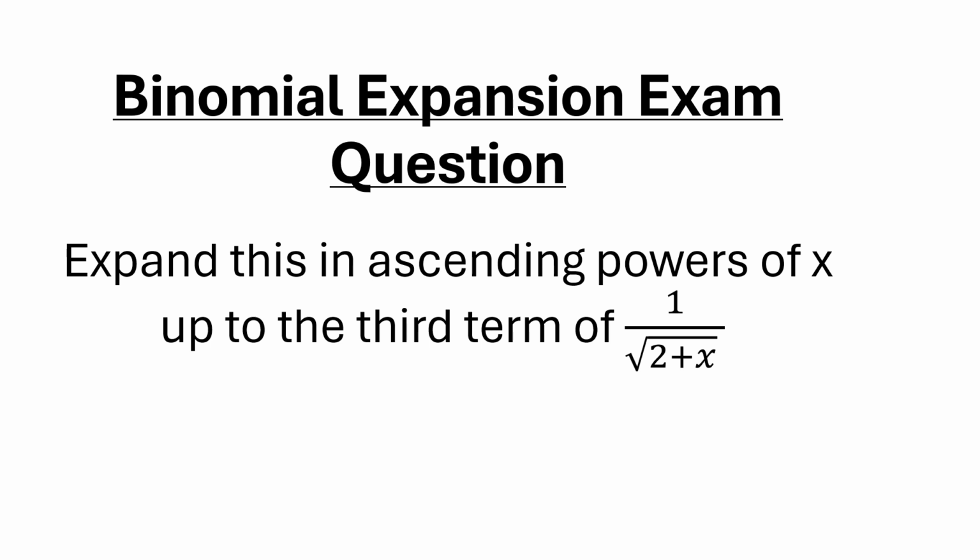It says expand this in ascending powers of x up to the third term of 1 over the square root of 3 plus x. Step 1, write it in index form. So we're going to have 1 bracket 2 plus x to the power of negative half, because a negative does the reciprocal, it does 1 over, and the power of a half means I'm doing the square root. I can get rid of this 1 here, because it doesn't make a difference.